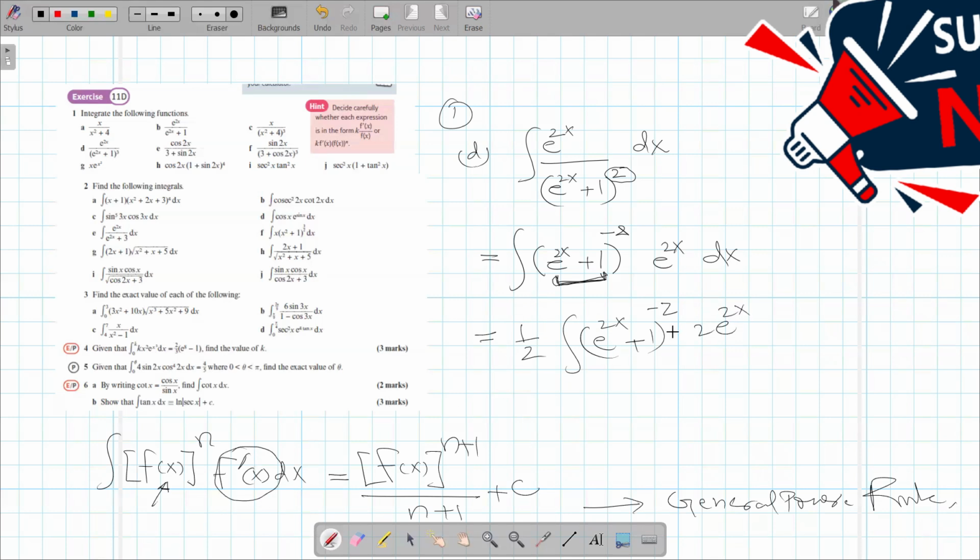Now when the derivative is available, we are going to just use the general power rule. Add 1 to the exponent. This will be negative 1, divide by negative 1 plus c. That's it. You just need to simplify it further.